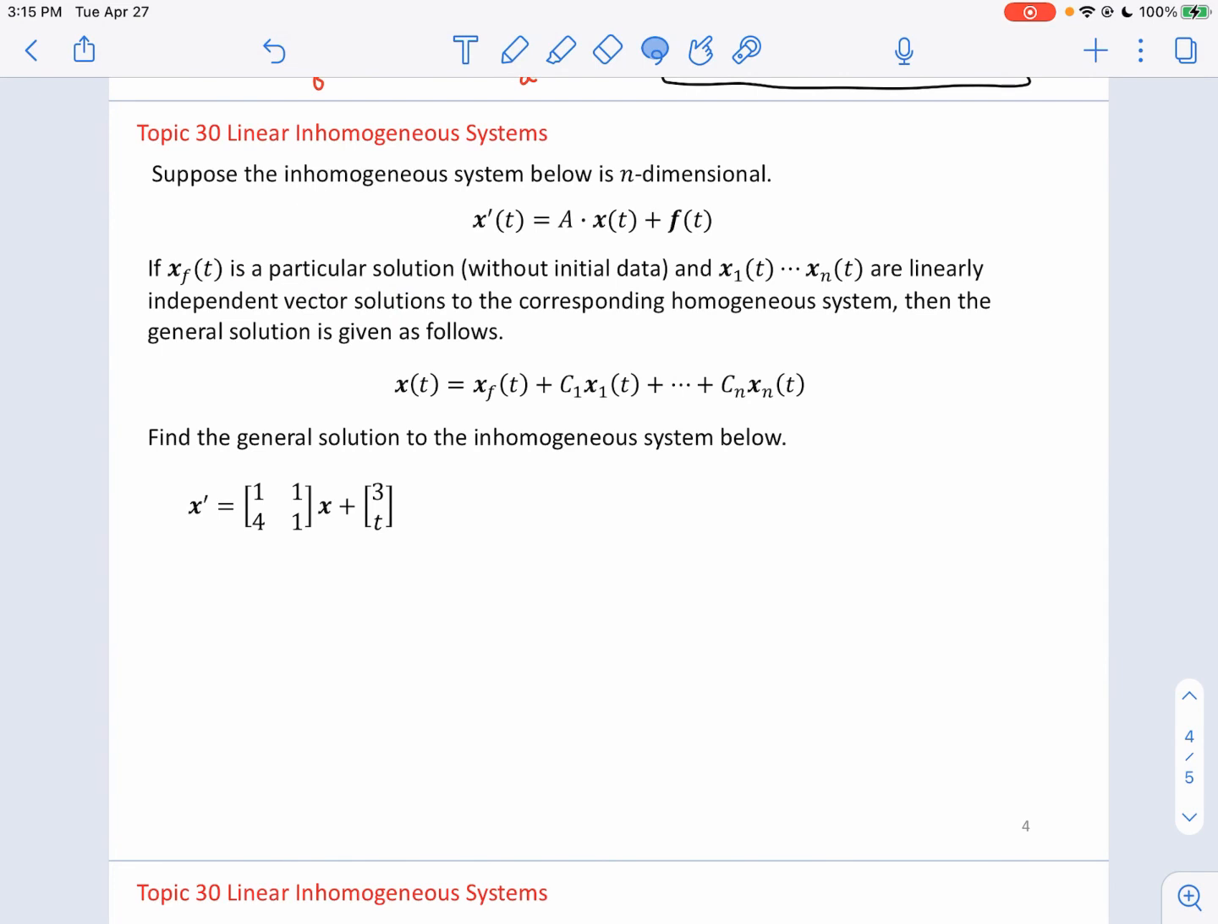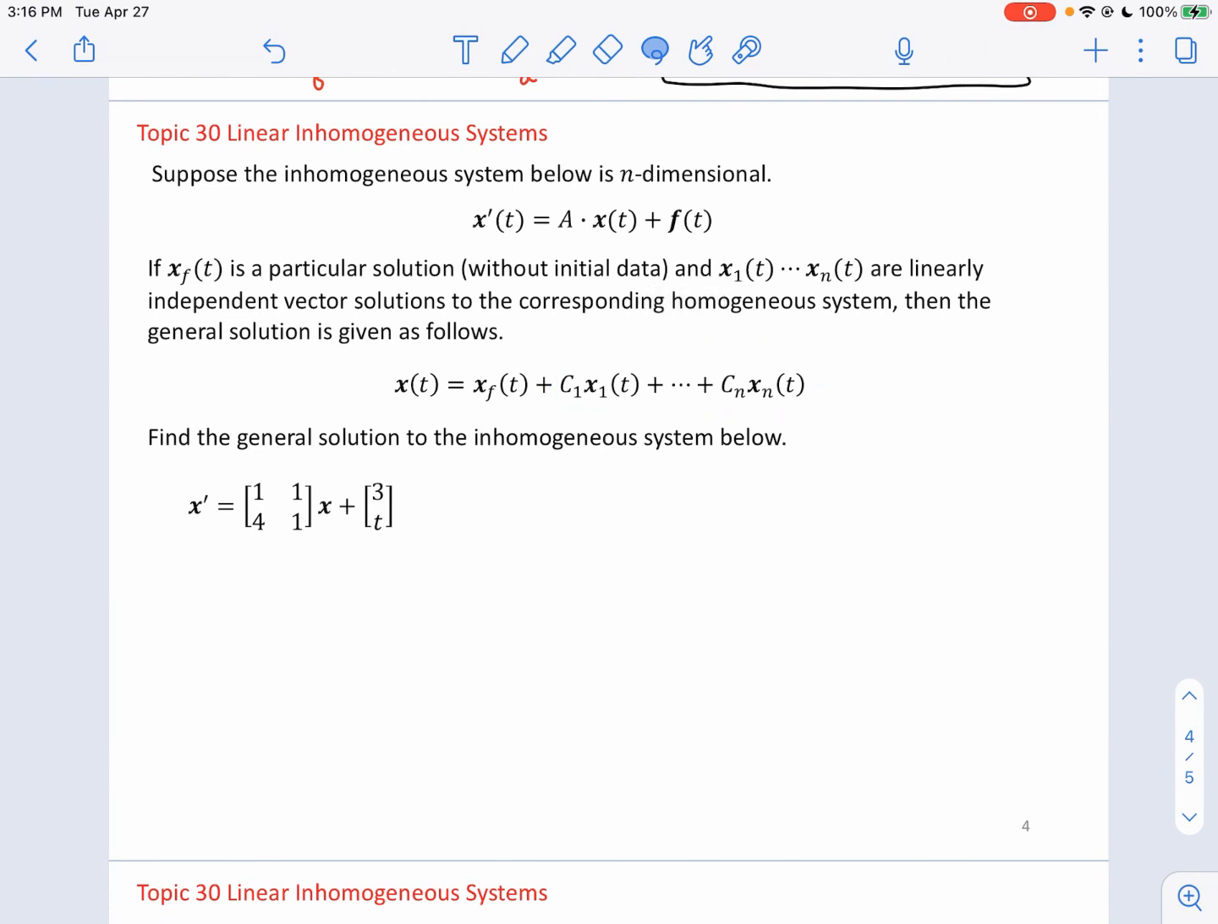So we've been using particular solution in a couple of contexts. The result of using initial data to produce a particular solution, and also a solution without generality to an inhomogeneous system. And so that's what I mean when I say without initial data. We're referring to that kind of particular solution. Anyway, also vector x1 through vector xn are the linearly independent vector solutions to the corresponding homogeneous system. Then the general solution to this overall system is as follows. That's pretty simple. You take the particular solution that you found, and then you add it to the arbitrary constant coefficients multiplying the linearly independent solutions to the homogeneous system.